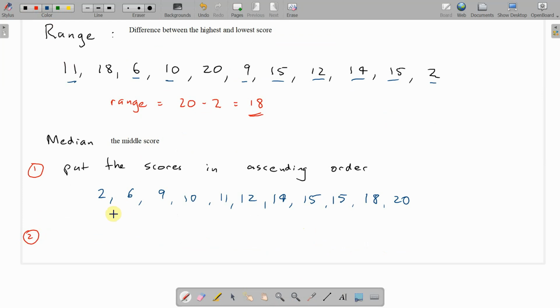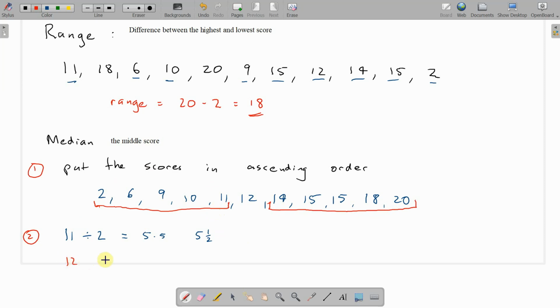With the median, we've got a set of scores split into two halves with the median in between them. So with 11 scores divided by 2 is 5.5. Now that tells me that there's 5 either side of the median. 1, 2, 3, 4, 5 in our first group, and 1, 2, 3, 4, 5. And so there's 2 equal groups, and 12 is the median.